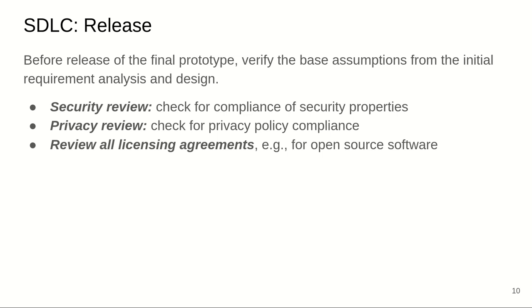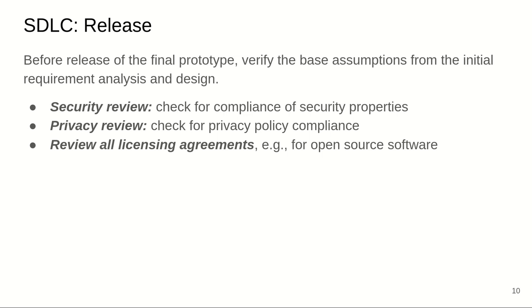You will do a security review, check for compliance of all the security properties that you have specified, a privacy review, check for privacy policy compliance to make sure that all of this is correct as well, and then review all kinds of licensing agreements, for example, for open source software that you will be using, and then reference back to that depending on whatever needs to be changed.